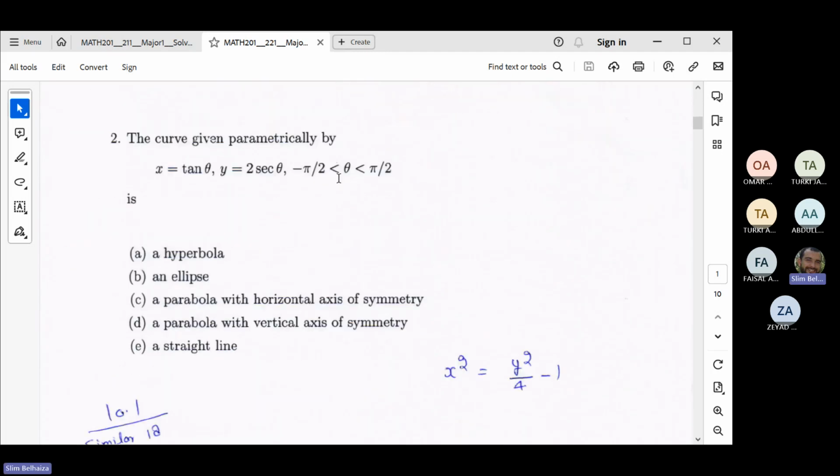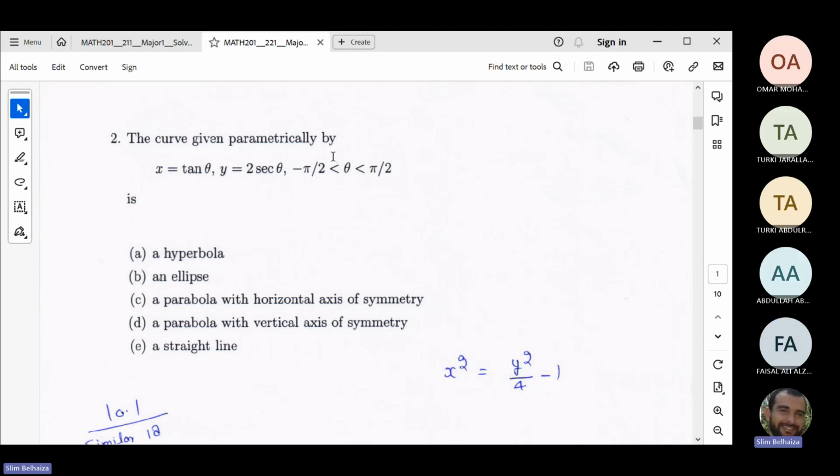Right. Now, question 2, the curve given parametrically by the following: x equals tan theta, y equals 2 secant theta, when theta is between minus pi over 2 and pi over 2. Of course, we have to exclude minus pi over 2 and pi over 2 because of the tan function. The tan is not defined at these two points. Okay, what is it? Is it a hyperbola?